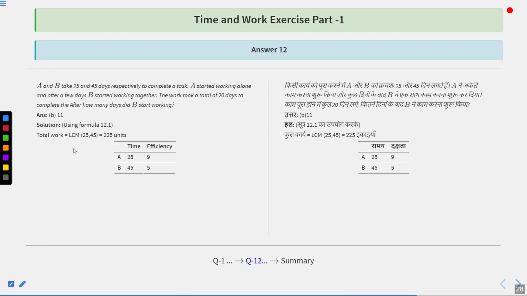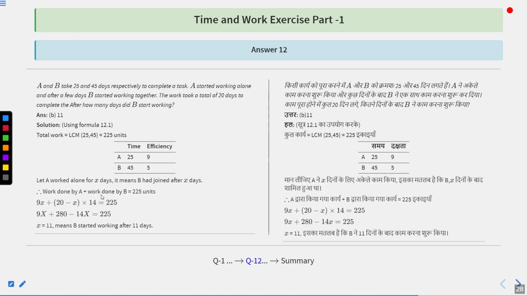So we can assume the total work to be the LCM of both 25 and 45 days, that is 225 units. So when we talk about A, time taken by A was 25 days. So the efficiency is going to be 225 upon 25, that is 9 units. When we talk about B, it took 45 days. So the efficiency of B is going to be how much? Total work, that is 225, upon time taken by B, which was 45. So 225 upon 45 is 5 units, the efficiency of B.